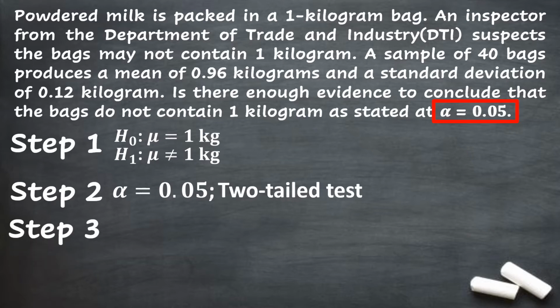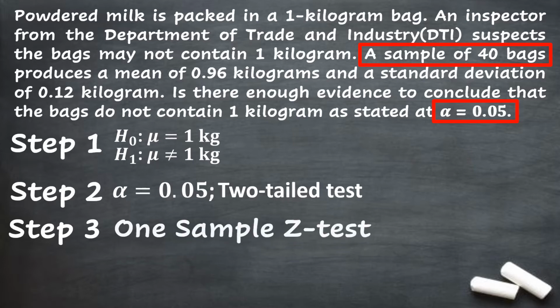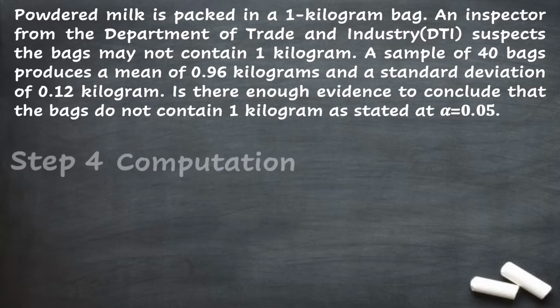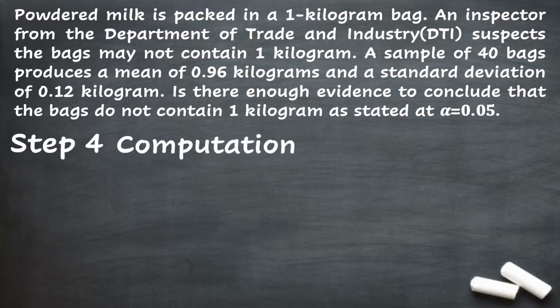Then for step 3, we have to identify what statistical test we are going to use. Since the number of samples in this given problem is obviously 40 bags, and 40 bags is greater than 30, this problem is under one sample Z test. Step 4 is the computation. Next is to identify the given values in the given word problem.